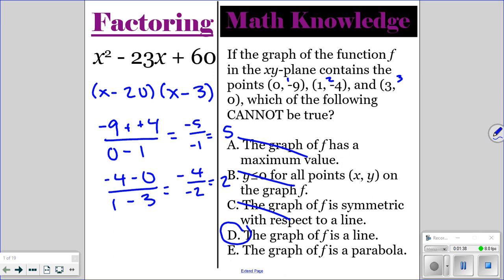That's the only one that we know for sure. It cannot be a line. The A, B, and C, we don't know. We don't have enough information. E, it could be a parabola. We just know it cannot be a line. So if you're not sure about A, B, and C, start with the ones that you can prove if it is or is not. The line and the parabola would be ones that you would want to start with there.